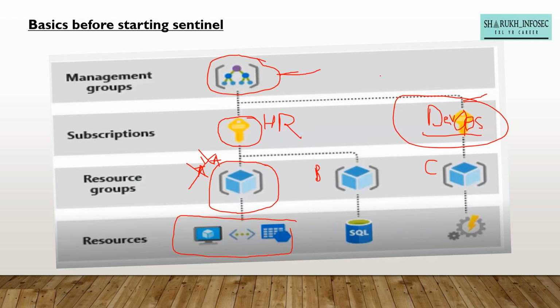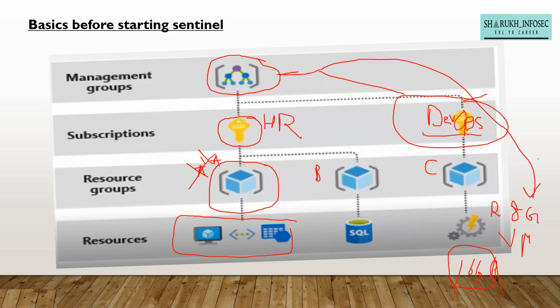I'm just explaining this out of the context of Sentinel. For example, I want to put a policy where this DevOps subscription can create only a particular type of VM, say an 8 GB RAM VM only. They can't launch a 16 GB RAM VM, because it will be costly. I can put a restriction directly from the management group that these DevOps users will be able to launch only a VM of 8 GB RAM. So you can apply different types of restrictions through the management group layer.